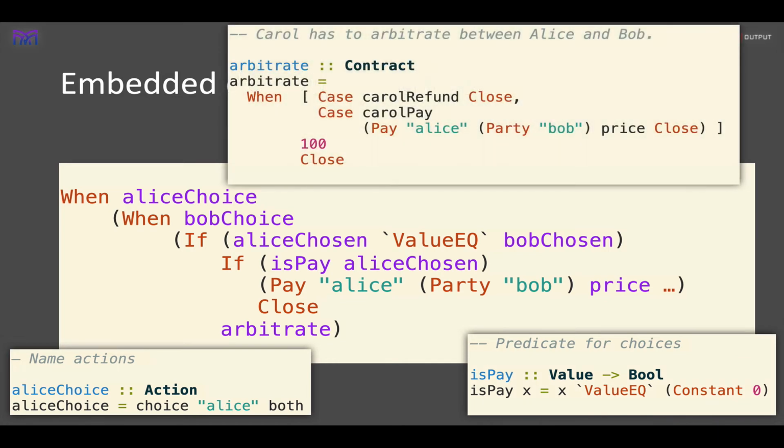But we can represent larger chunks of contracts as well. So here we've got the contract that says arbitrate. And this is a contract which has a when with 2 top-level cases. In the case of Carol choosing refund, the contract becomes close. In the case of Carol choosing pay, then what happens is a payment from Alice's account to Bob. And then the contract is closed. So again, we're using other abbreviations here, Carol refund, Carol pay, price.